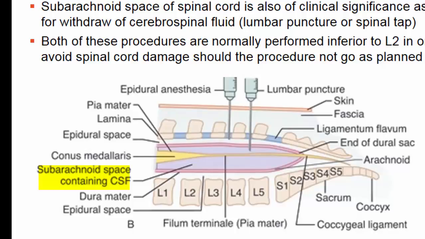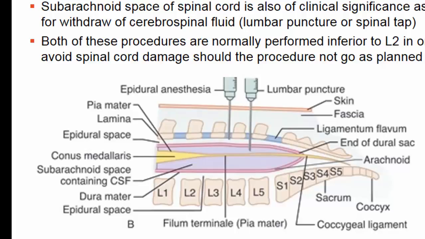At the level of the spinal cord, we can actually withdraw cerebrospinal fluid from the subarachnoid space, and this is called a lumbar puncture or a spinal tap. The lumbar puncture or spinal tap might be done in order to check cerebrospinal fluid for certain components that could be indicative of certain diseases, such as brain cancer, for example.